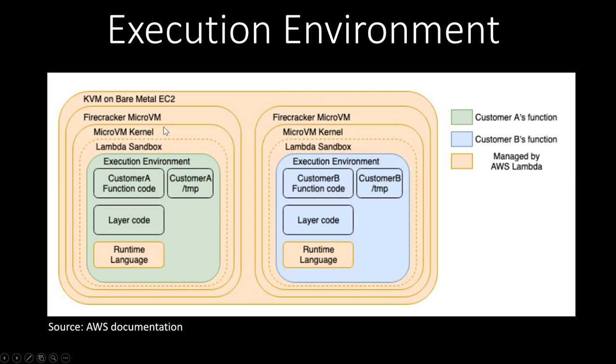Here, as we can see by different colors, this green colored box is customer A's execution environment and the functions inside that environment, and this blue box is customer B's, and all this other yellow is managed by AWS Lambda. So let us see a little bit deeper inside the execution environment in the next slide.